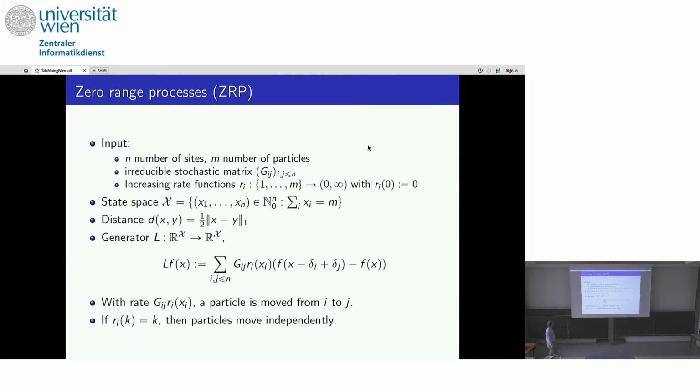Now, one explicit example where we have the non-negative sectional curvature is the zero range process. So this is an interacting particle system on some geometry, and the jump rate where a particle jumps to just depends on the number of particles at the state. It's not interacting with the number of particles at other states.